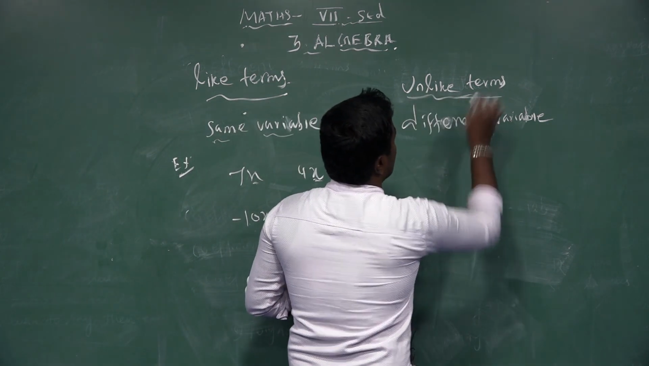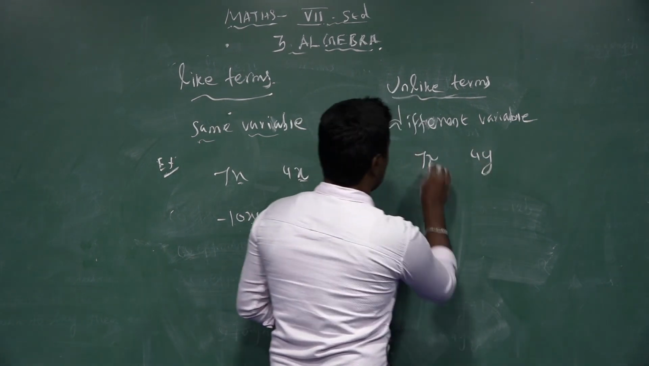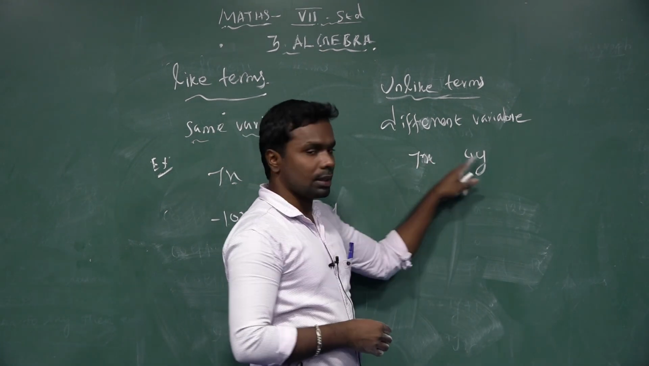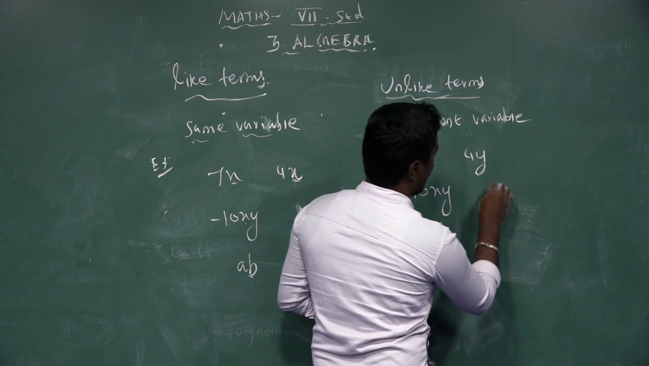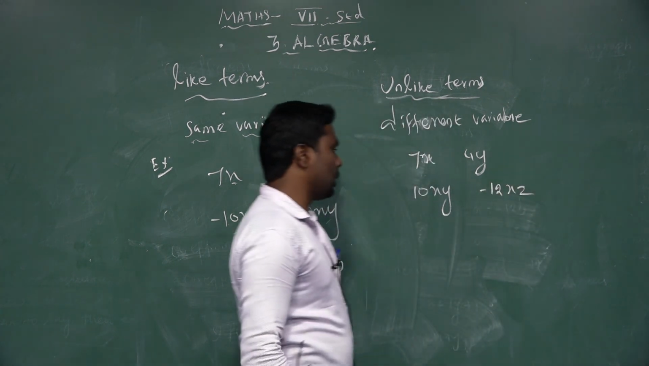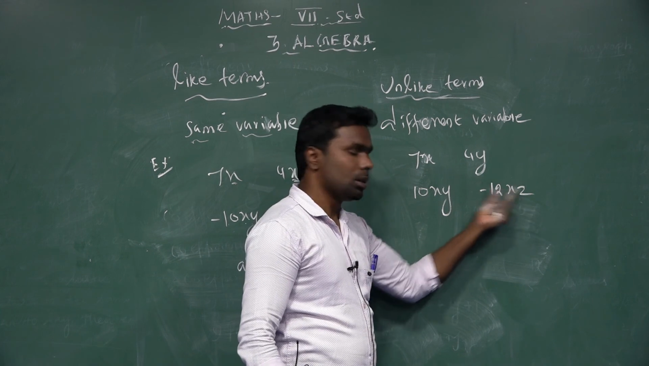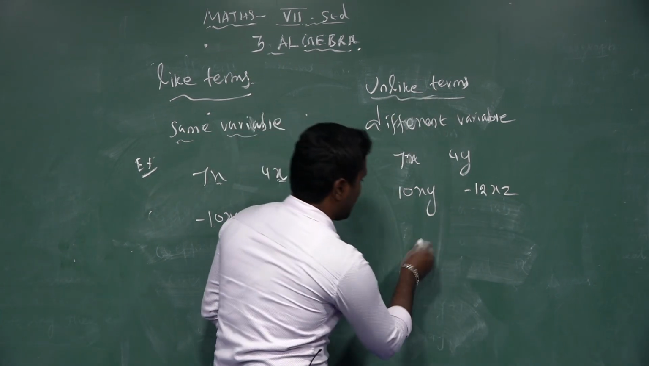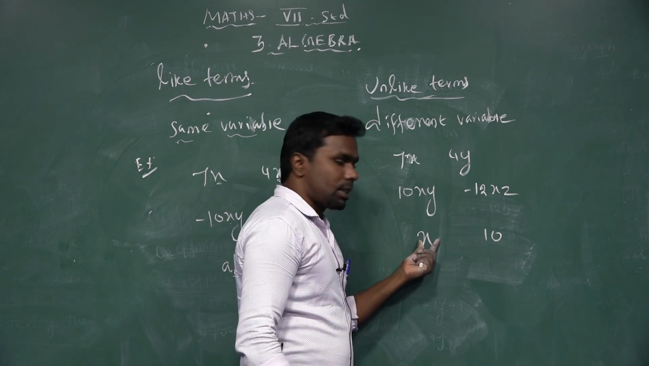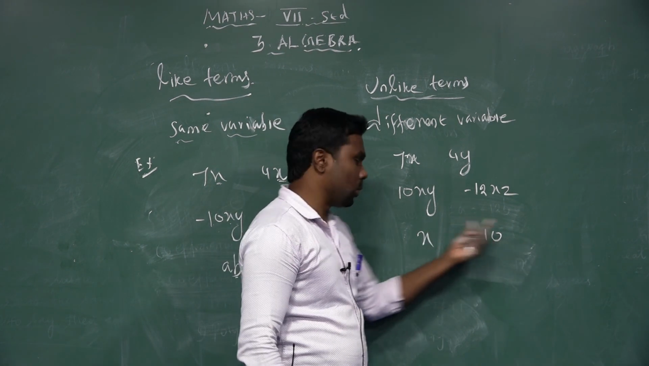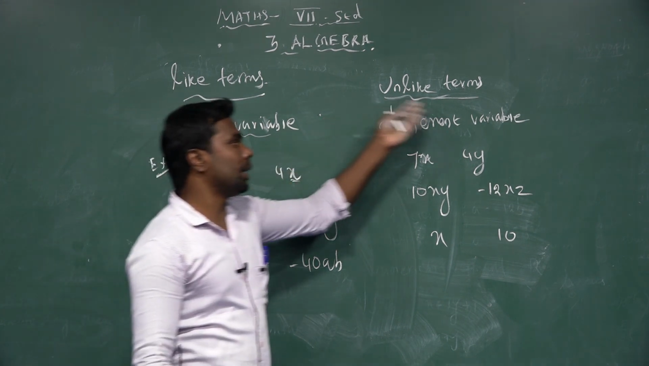Now the unlike terms. 7x and 4y: the variables are x and y, different variables, so unlike terms. 10xy and minus 12xz: omit the numbers, the variables are xy and xz, different, so unlike terms. x and 10: here the variable is x, and here there is no variable, so they are unlike terms. So like terms have the same variable, and unlike terms have different variables.